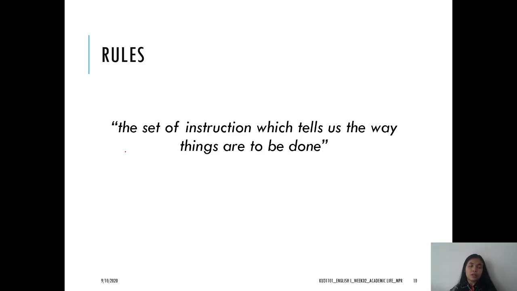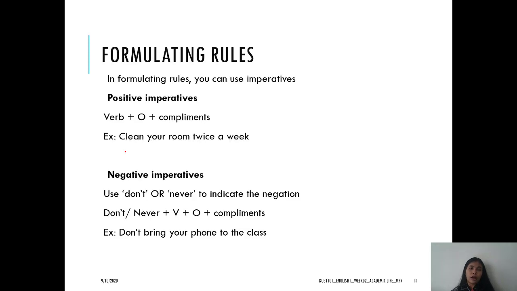So what are rules? Rules are the set of instructions which tells us the way things are to be done. So if you are talking about academic life, then the instructions for academic life are called the rules for academic life. So that is what we call rules. There are some ways to create rules. You can do many things, but here we are going to focus only on using imperative.